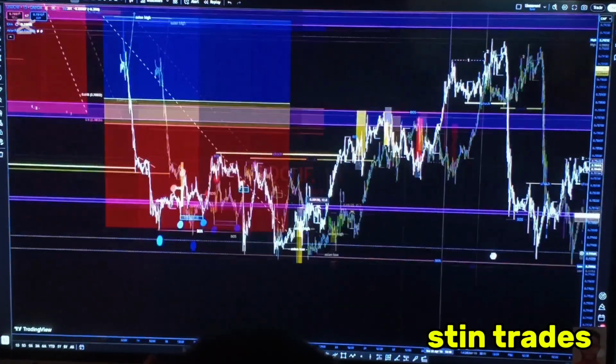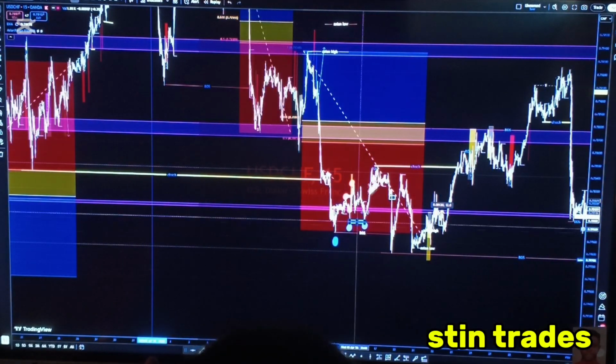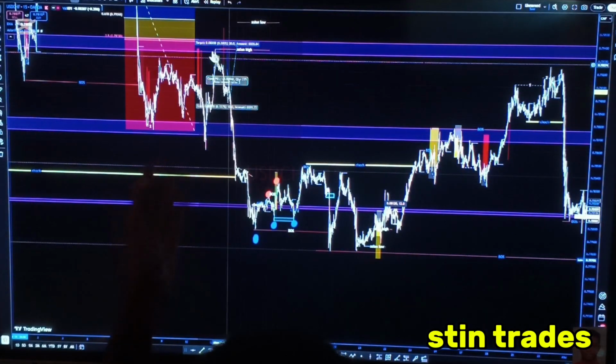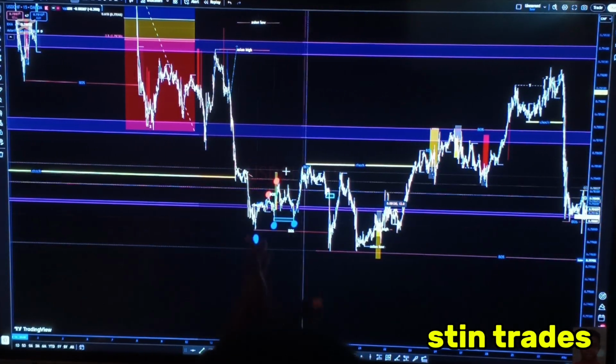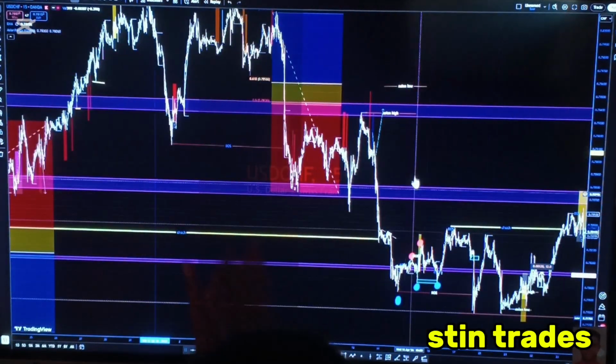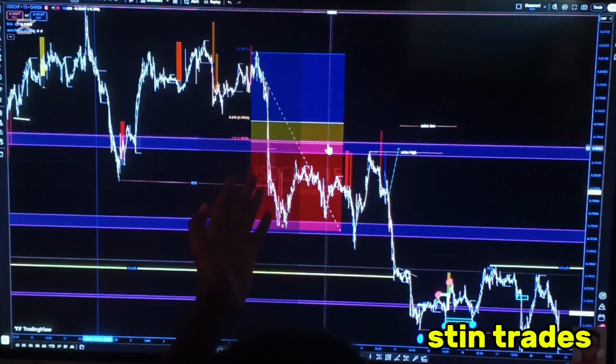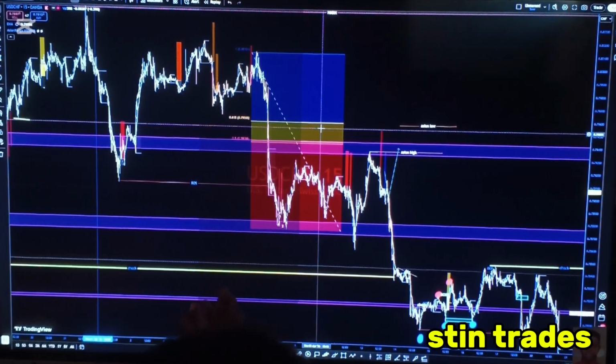I have another example. This is another example over here. This is an impulse from the swing high to the swing low. It never came even close to the 50%. It continued going to the downside. Another example over here: an impulsive move to the downside failed to pull back to the 50% range.